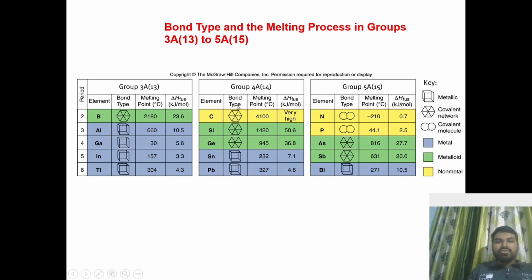And these are the structures of bonding type. Yes, this is most important. This is the period 2, 3, 4, 5, 6 over here.